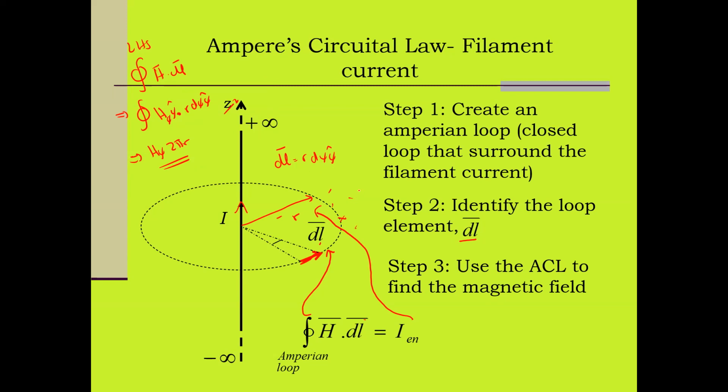Whereas for the right-hand side, which is the I enclosed, basically this is the current enclosed by this particular Ampere loop. If you base on this diagram, you know that the current enclosed by the loop shall be equal to this current I. So we can simply write that I enclosed in this case is equal to I. So we have the terms for the left-hand side and the term for the right-hand side.